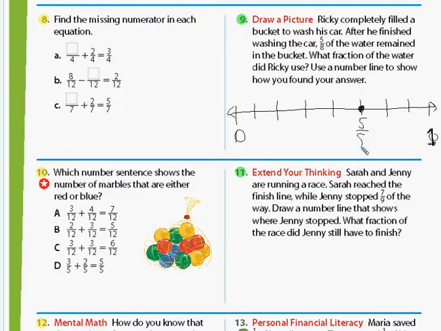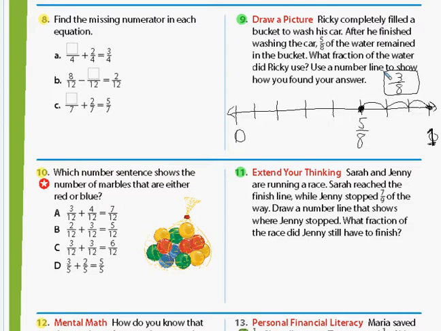That's 5/8. Okay, what fraction of the water did Ricky use? Use a number line to show how you found your answer. And what we'll do is, this is what he ended up with, so we'll just go and count back up to where the bucket was full again. So that would be 1/8, 2/8, 3/8. So that means he used 3/8 of the water when he's washing his car.